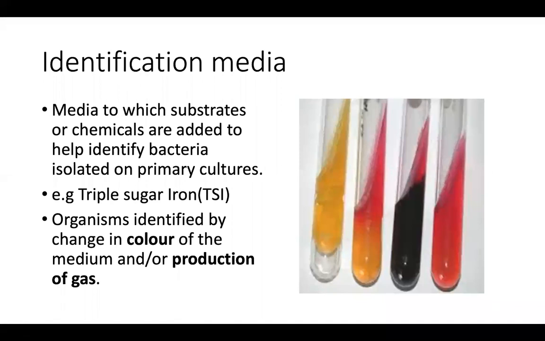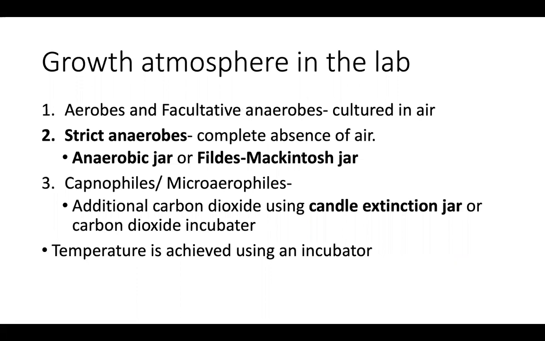For example, in the first one on the left, there's a space. The original one does not have a space between the medium and the bottom of the glass. So this space means that that bacterium produced gas. And also the one causing blackening of that tube or that medium shows that it's producing hydrogen sulfide, which is a very important identification feature of one of the important organisms.